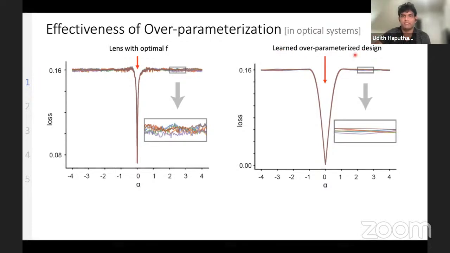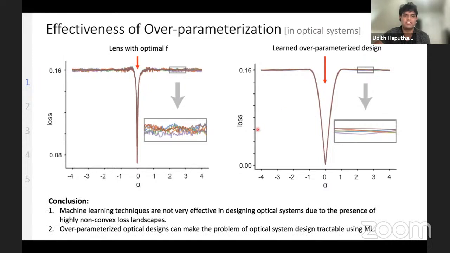There are a few conclusions we can get from here. The first one is that machine learning models are not very effective in designing these optical systems because, as we saw, they usually have highly non-convex loss landscapes. What overparameterization can do is make the problem of optical system design tractable using machine learning, by giving suitable points with smooth loss landscapes.